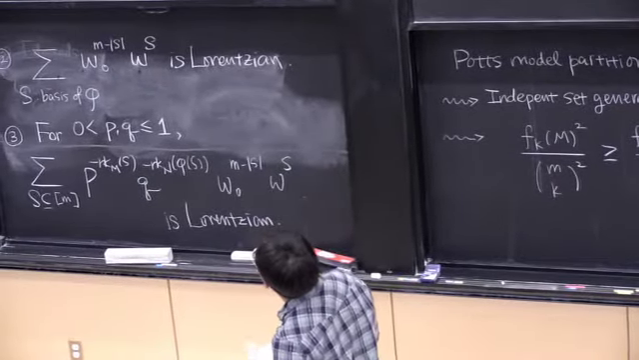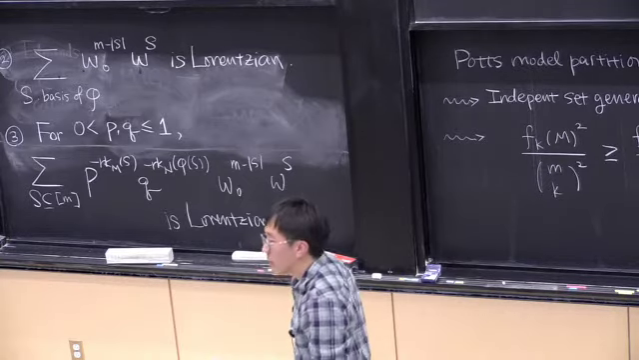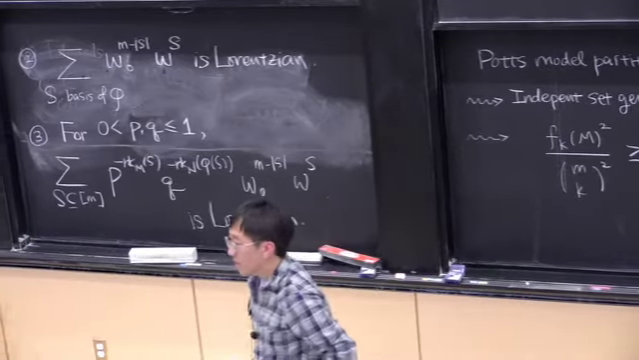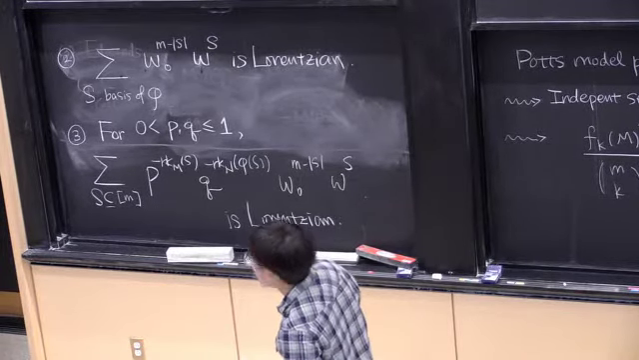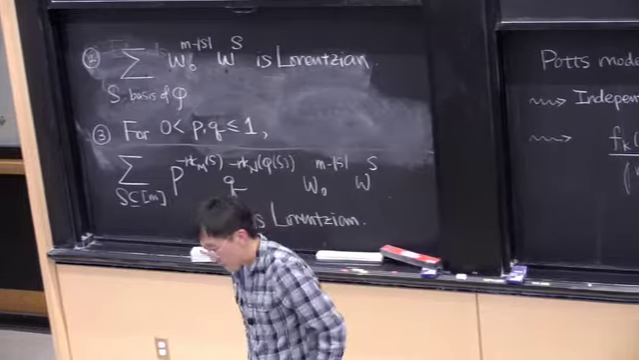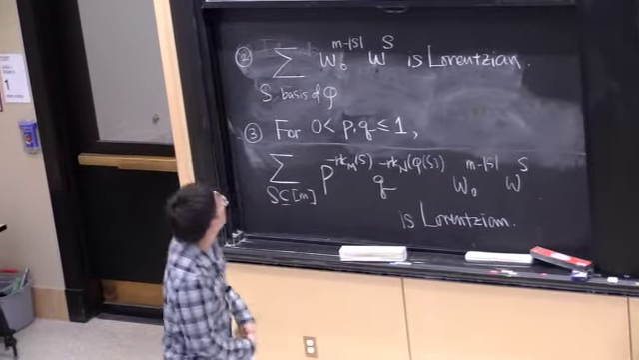Yes. So if phi is just the identity map, then only one of these numbers is non-zero. That's right. And everything else is 0. So I guess you need to assume that the left-hand side is non-zero. Oh, okay. Yeah. 0, 0, 0, 1, 0, 0 is log concave. Yeah.